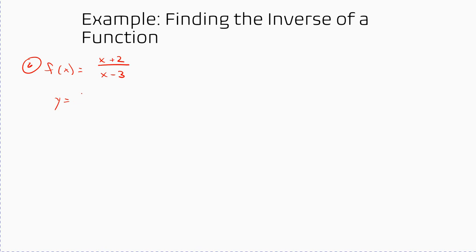Y is equal to x plus 2 over x minus 3. Interchange. Okay, so I have x is equal to y plus 2 over y minus 3. What you're going to do to solve here is cross multiply. So think of this as x over 1. I'm going to move this over here so you can see it. So you get x times this is equal to 1 times this, which is just y plus 2. Okay, a little weird, right? So let's distribute here. So I get xy minus 3x is equal to y plus 2.